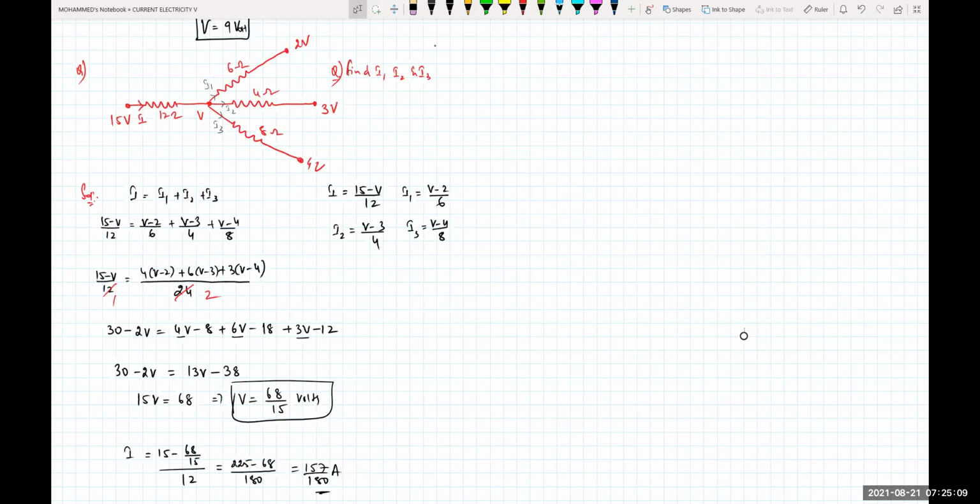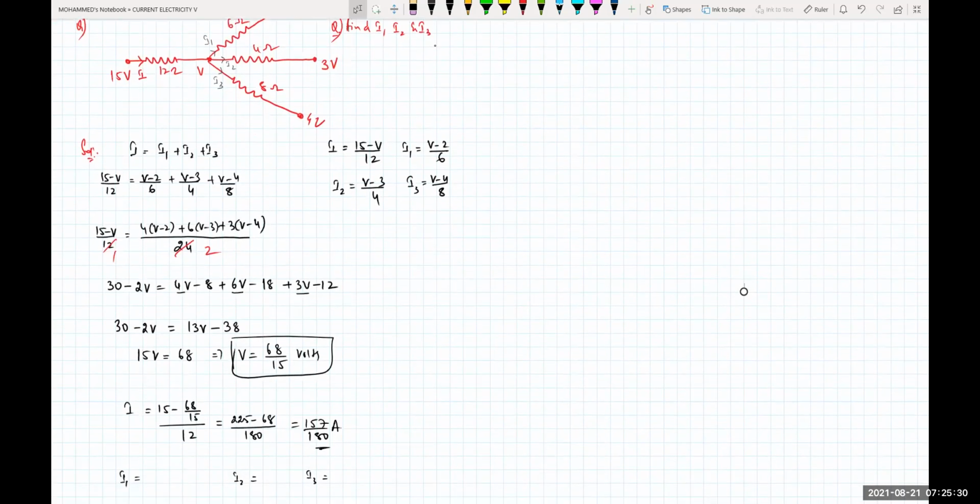And for I1, if I'm taking the relation over the resistance, it will be V minus 2 divided by 6. Then V minus 3 divided by 4. V minus 4 divided by 8. So just take the LCM, simplify it. We'll get the potential. Once we get the potential, I can calculate the currents.